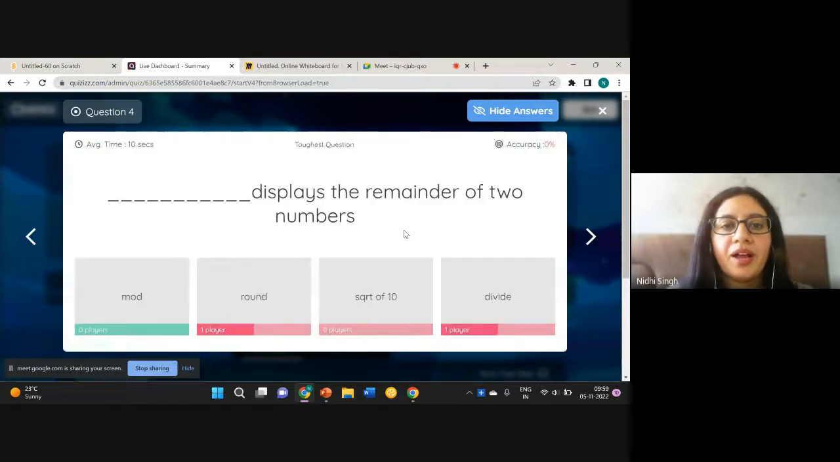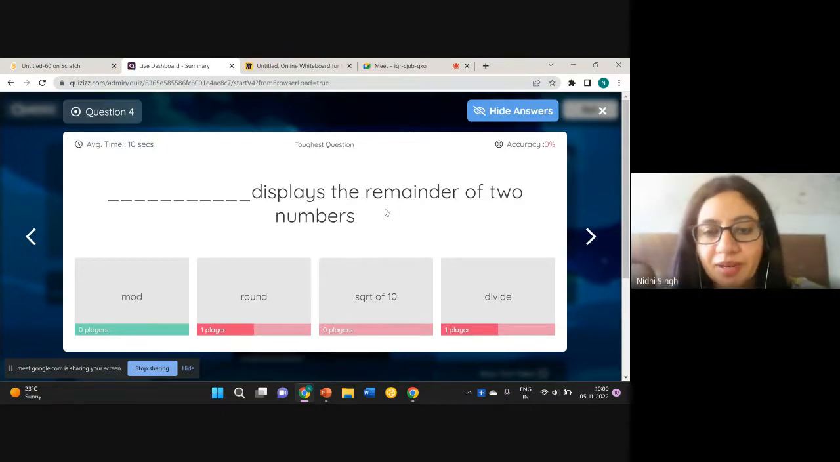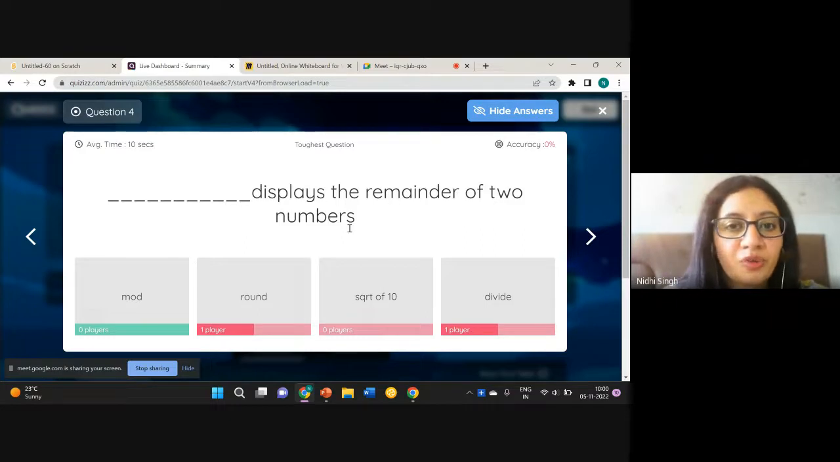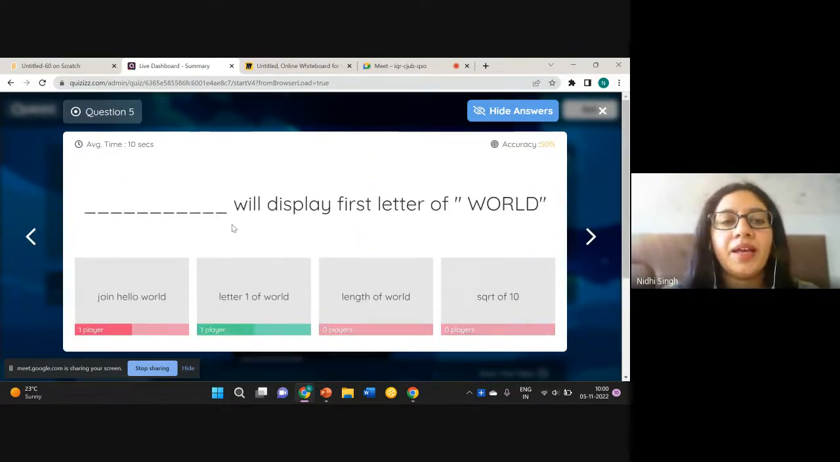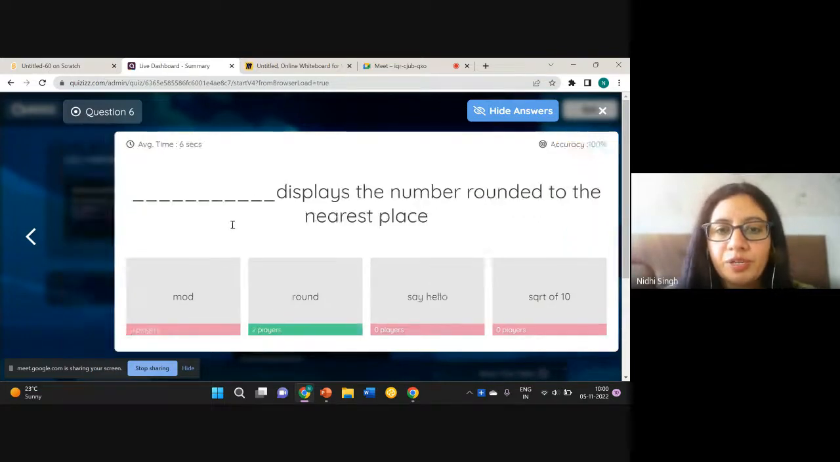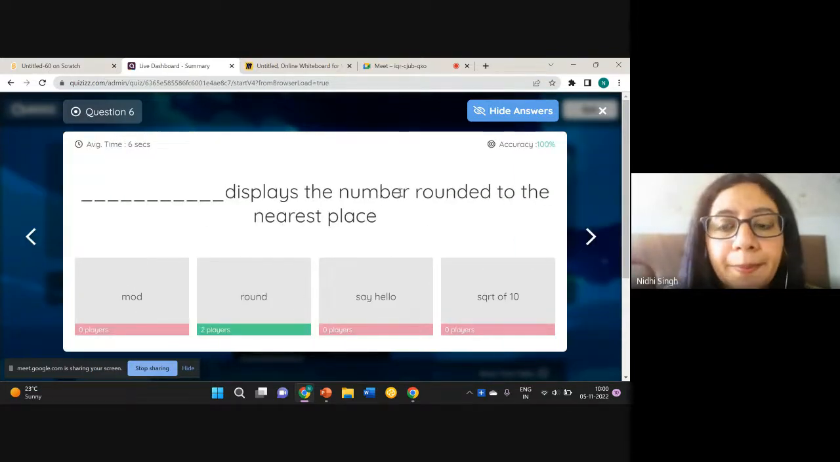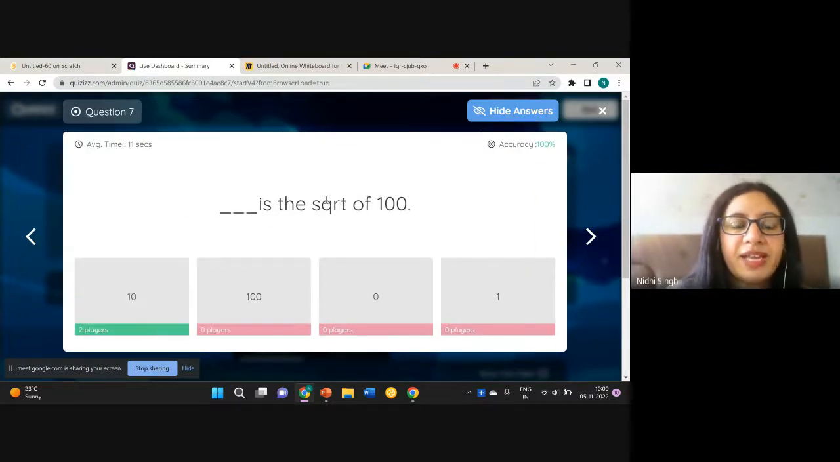Okay. Mod will display. You forgot, both of you. Mod is the modulus operator. It will display the remainder of two numbers. Round will round to the nearest one. Yes. So which function will display the remainder of two numbers? Modulus. This is the correct one. I will not consider this one. We will do it tomorrow. Displays the number rounded to the nearest place. Yes, correctly answered by both of you. Round. Square root of 100, 10. Very good. You got the concept.